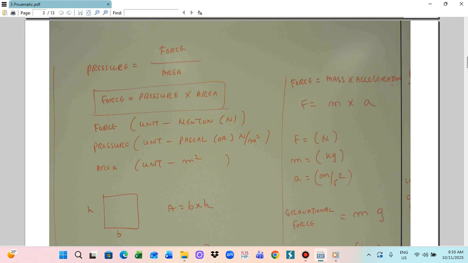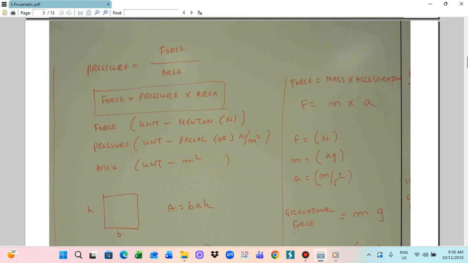The unit of force will be the Newton. The unit of pressure will be the Pascal, or Newton per square meter. The unit of area will be the square meter. So those are the units of force and pressure, and we can calculate force by this equation. Force also depends on the area, so we have to use mensuration to measure the area.